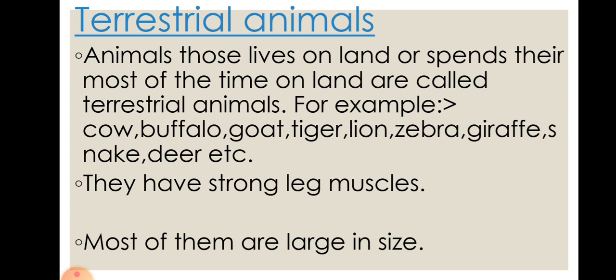Animals that live on land or spend most of their time on land are called terrestrial animals. For example, cow, buffalo, goat, tiger, lion, zebra, giraffe, snake, deer, etc. These are a few examples of terrestrial animals. They have strong leg muscles which help them to search for food and shelter. Most of them are large in size.